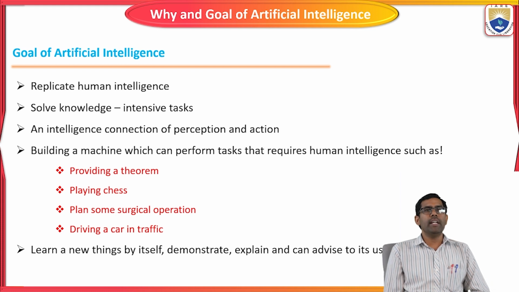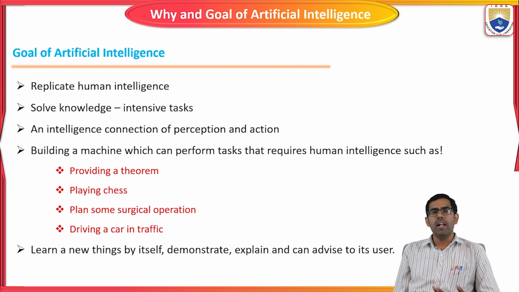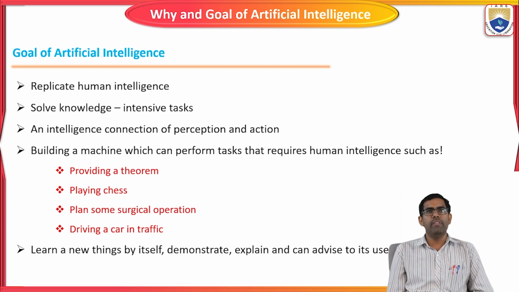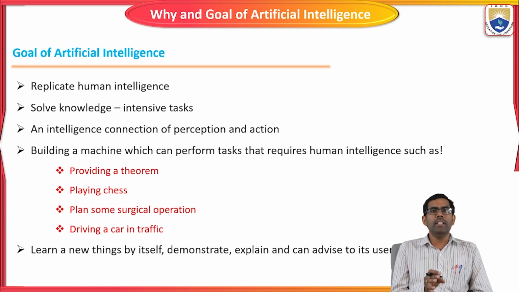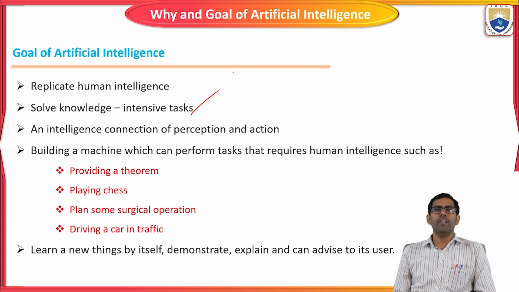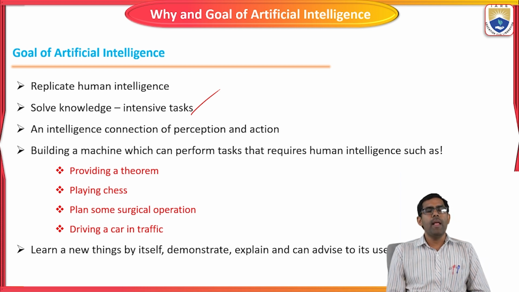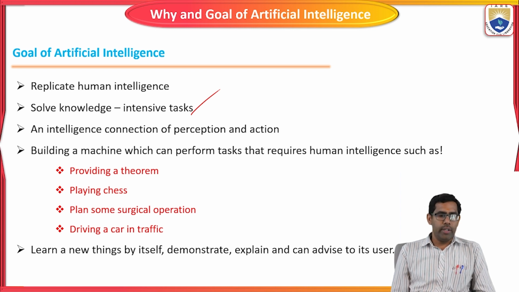Okay, to replicate human intelligence. Already we have seen what artificial intelligence is: the man-made thinking power. Just like human intelligence, the machine should observe the environment through some sensors and act. Okay, so it should solve knowledge-intensive tasks. If you have some specific problem, it should gain the knowledge about that particular problem and solve it.